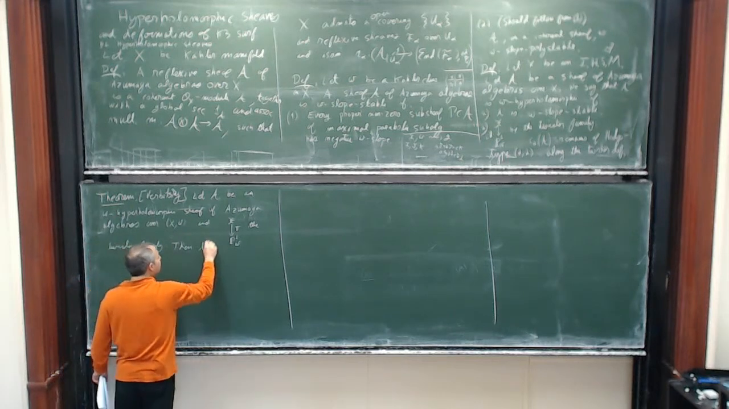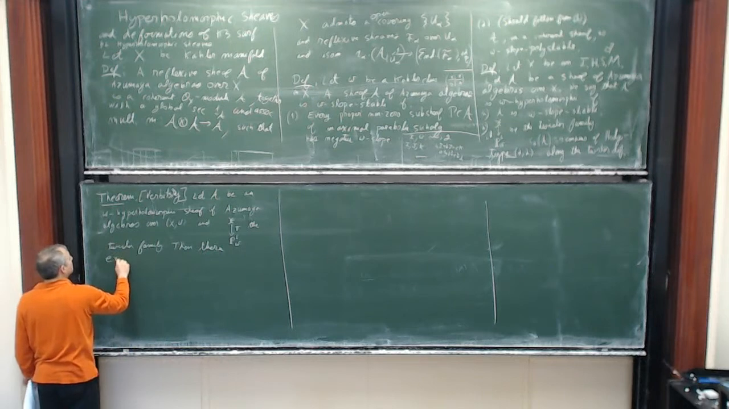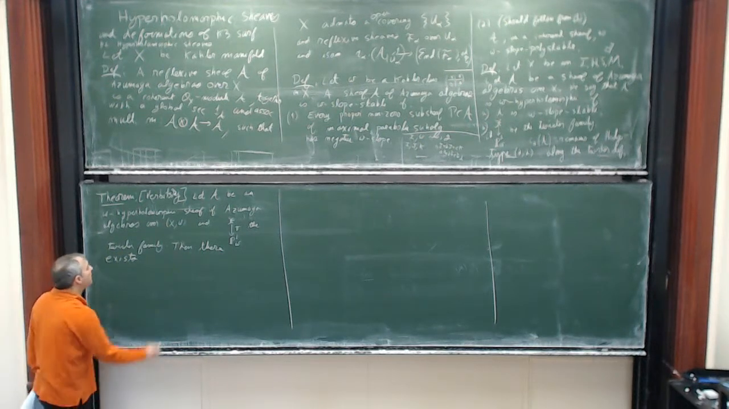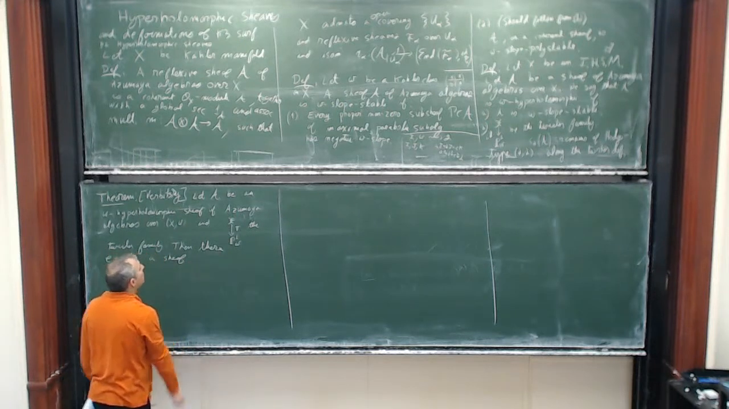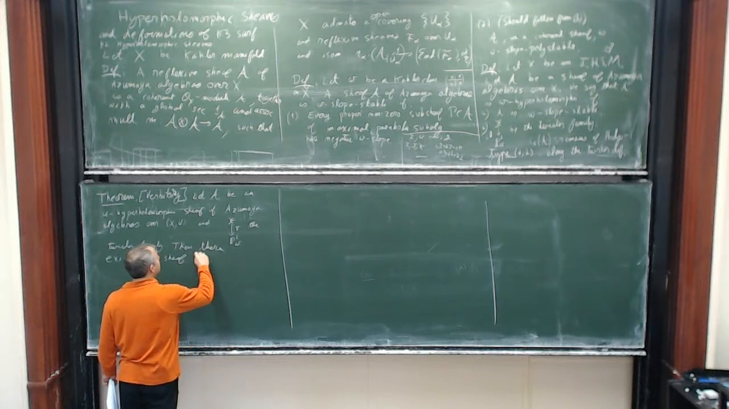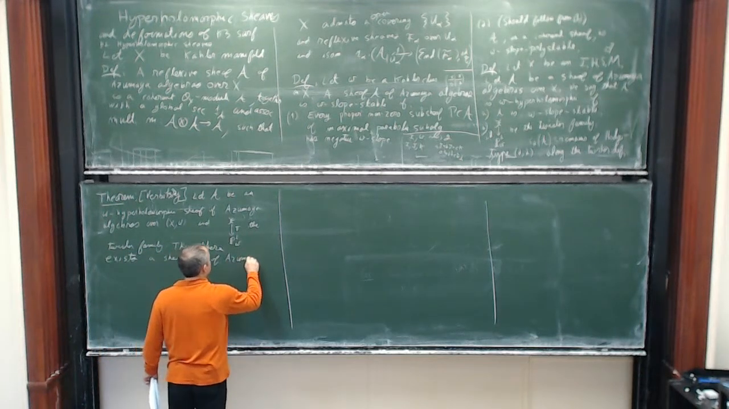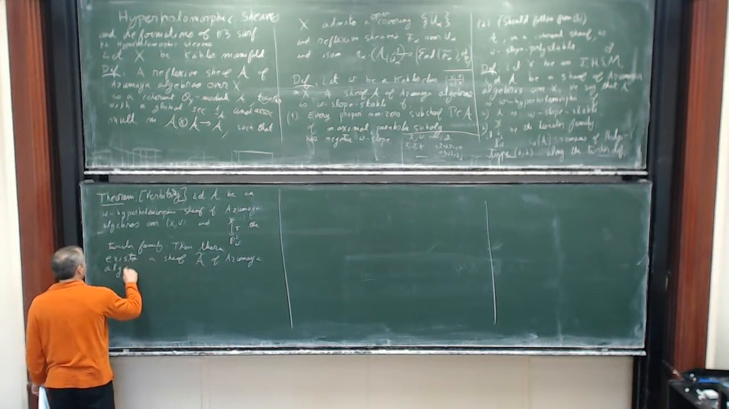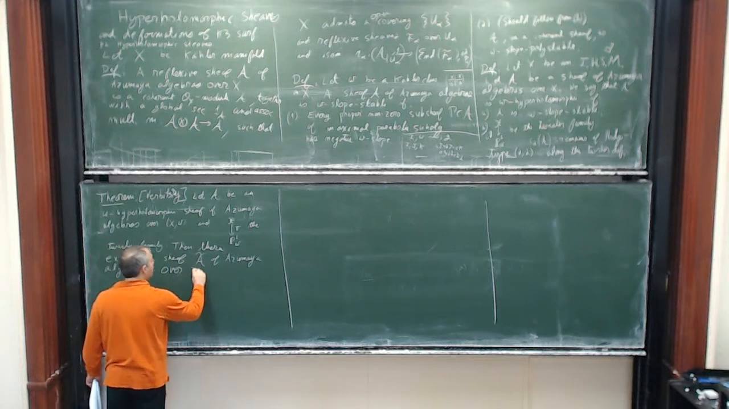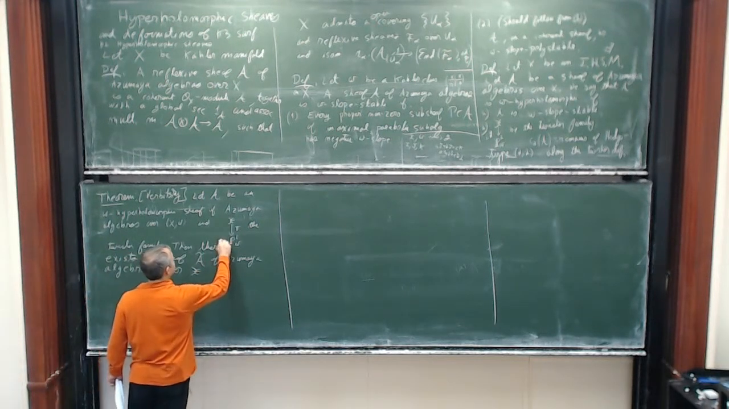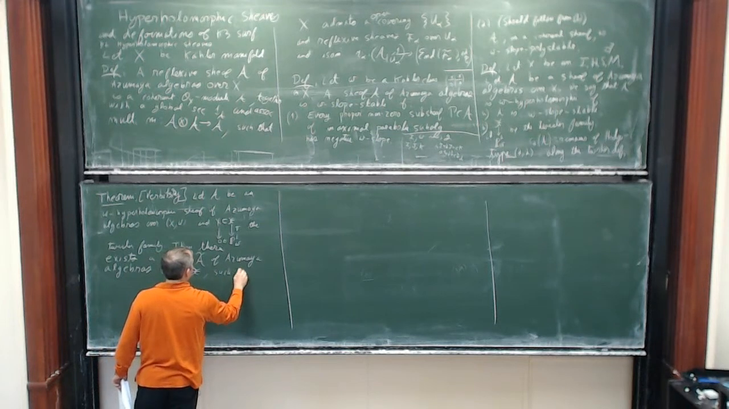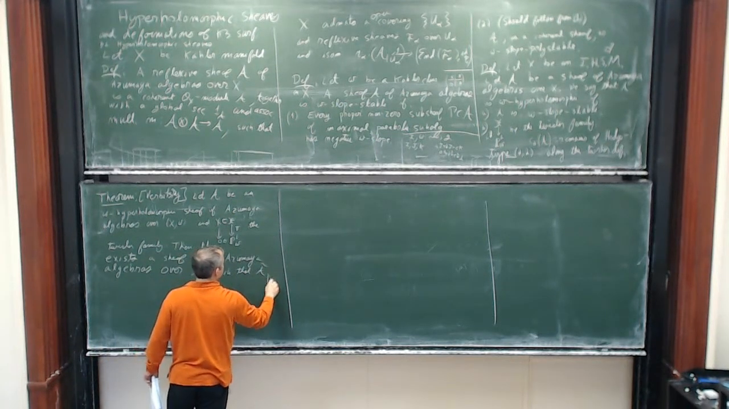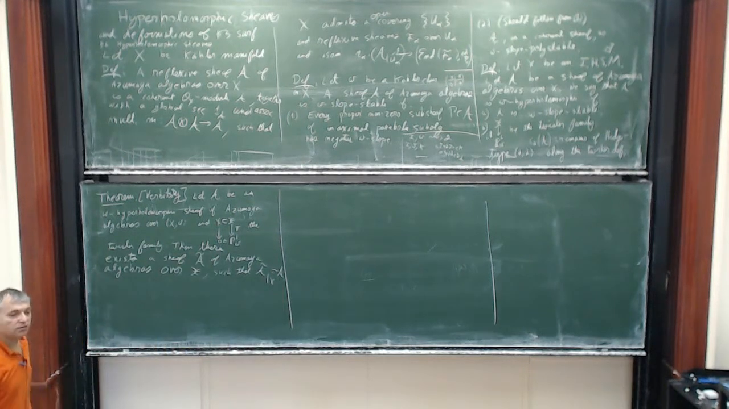Then there exists, and it's essentially canonical, a sheaf, and the twistor family is also a complex manifold, a sheaf A tilde of Azumaya algebras over the whole twistor family, and here, so you have the special point corresponding to the initial complex structure I, over it you have X, such that it restricts to X as A. So we can deform A along the twistor deformation.